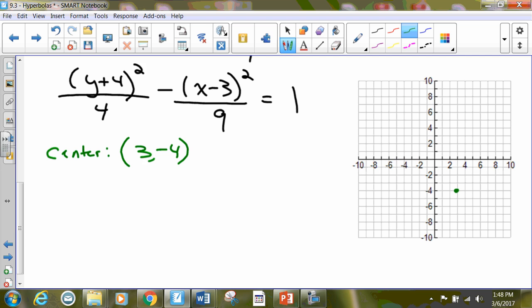What's our A? Our A is 2. And so am I going to go left and right 2, or am I going to go up and down 2? Up and down, because my y is leading the formula. So I'll go up 2, down 2. A is always, always first.